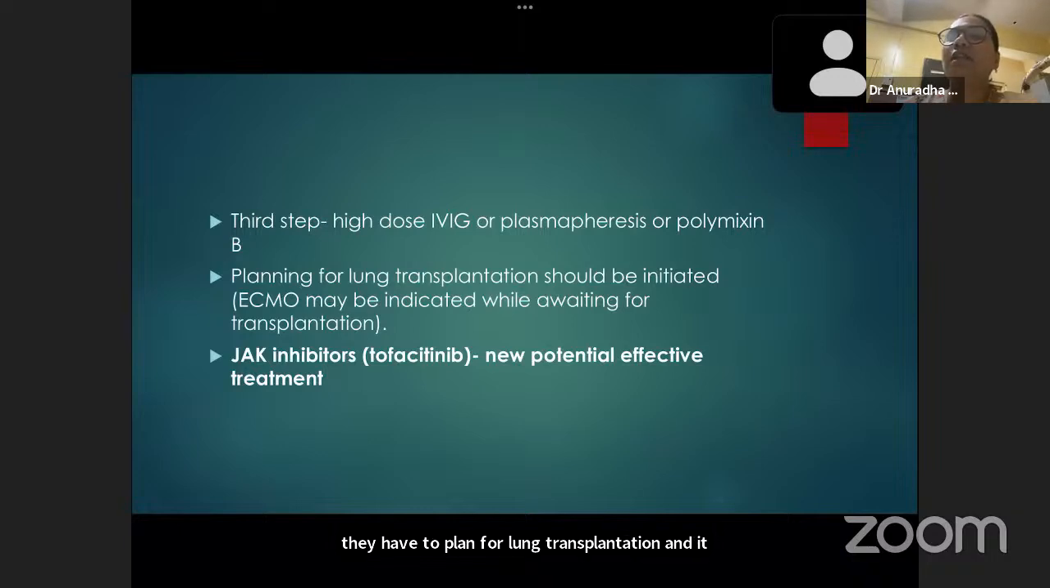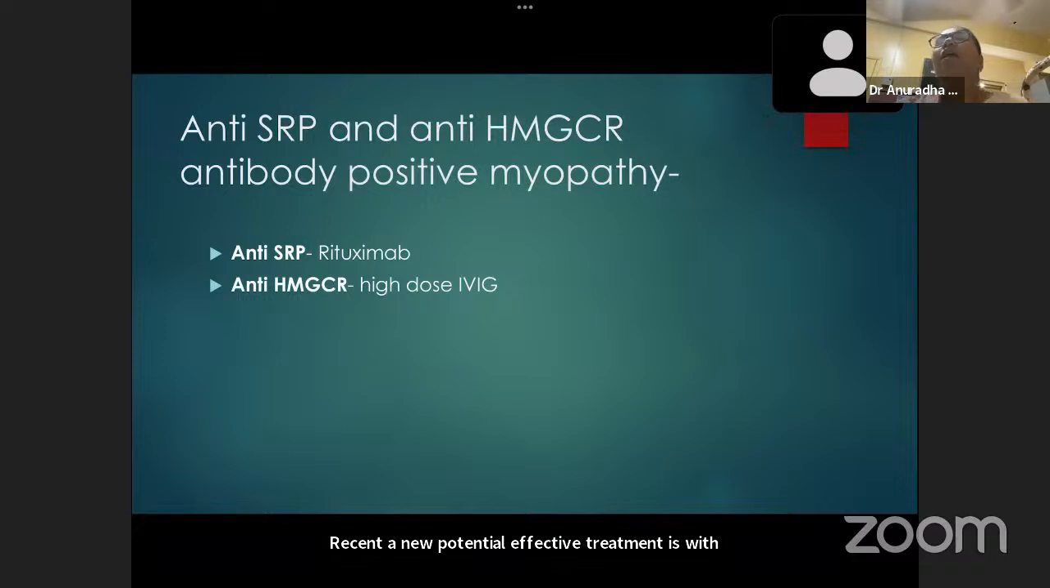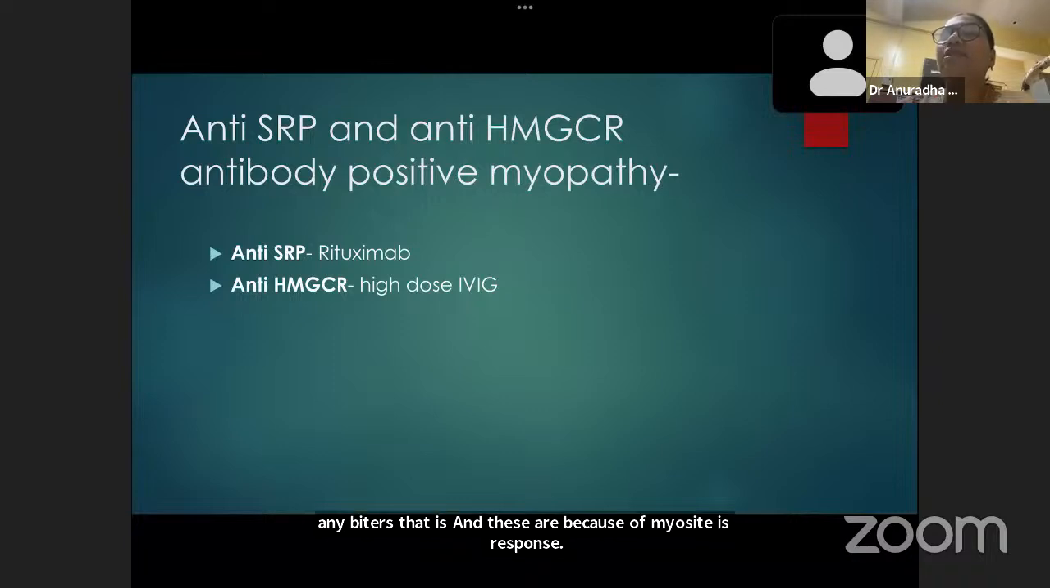Until the patient is awaiting transplantation, extracorporeal oxygenation therapy should be initiated. A recent new potentially effective treatment is with JAK inhibitors, that is tofacitinib. Anti-SRP positive myositis responds best with rituximab, and anti-HMG-CR responds with high-dose IVIG.